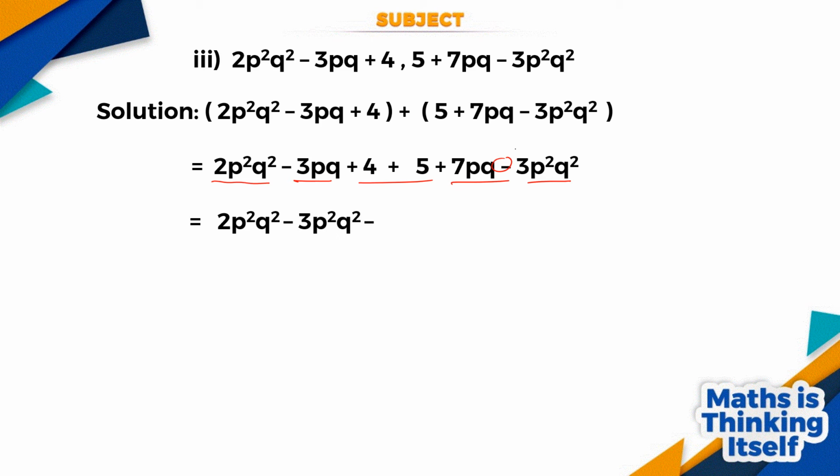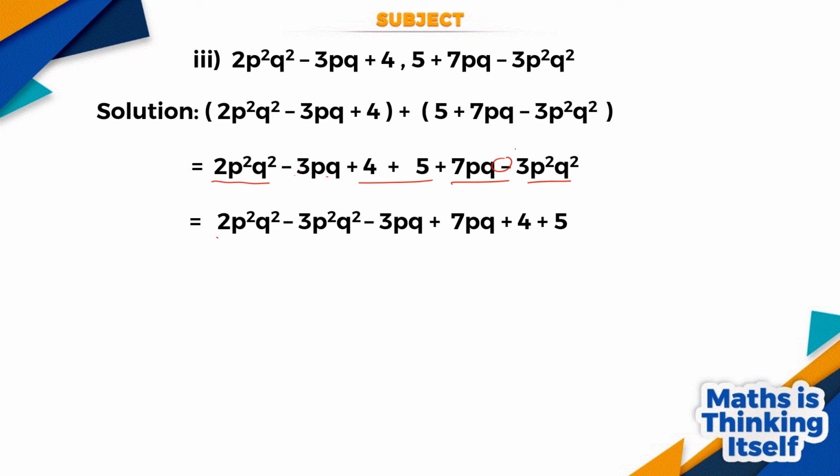So 2 times p square q square minus 3 times p square q square minus 3pq. Don't change this sign because 3pq preceded by negative sign. If you forget this sign or change it, so your answer will be wrong. Then after, 7 plus 7pq plus 4 plus 5.